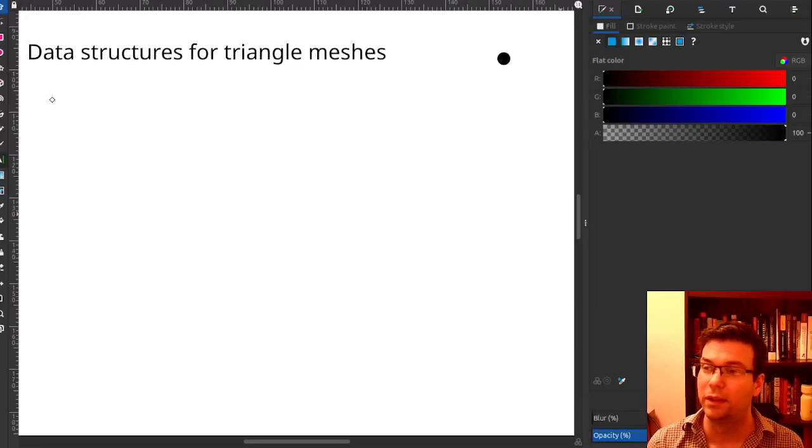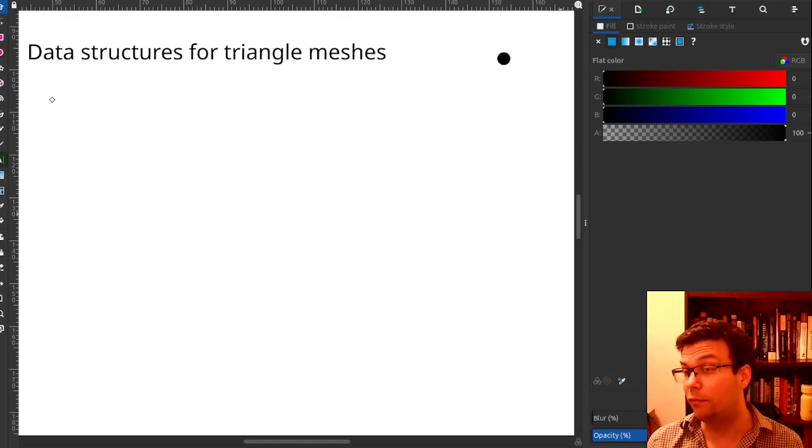Hello everyone. Now that we've gone over a definition of a manifold mesh and an oriented manifold mesh, I'd like to talk about data structures for actually storing meshes in memory so that we can deal with them in code. And I'll restrict myself to triangle meshes to begin with because the analysis will be a little bit simpler, but I will point out where we can generalize our data structures to manifold meshes with arbitrary polygons.